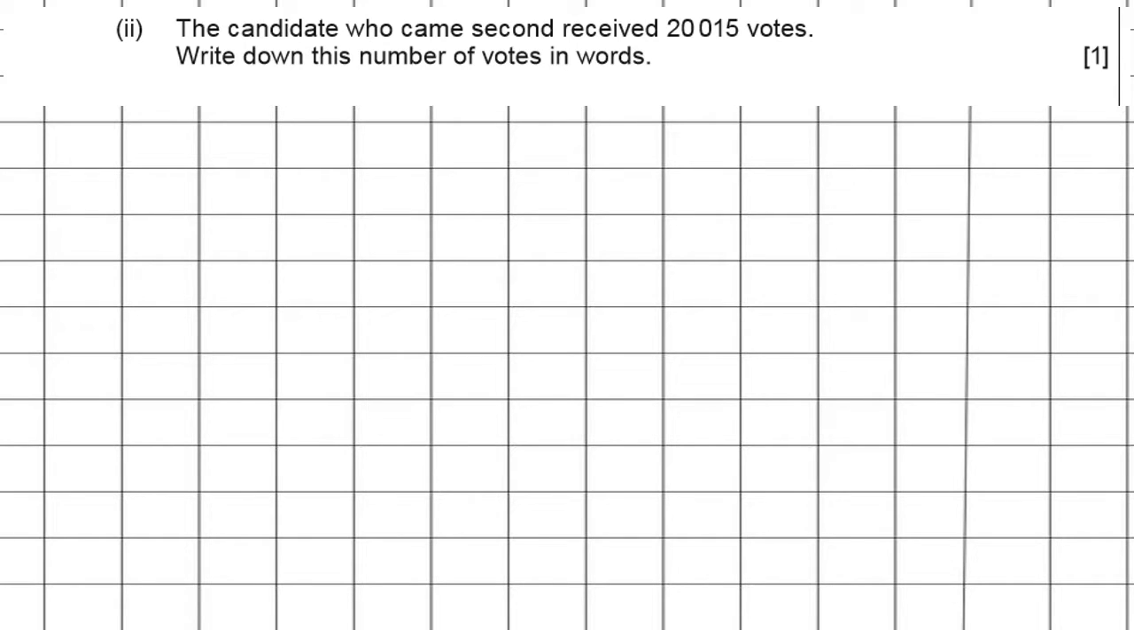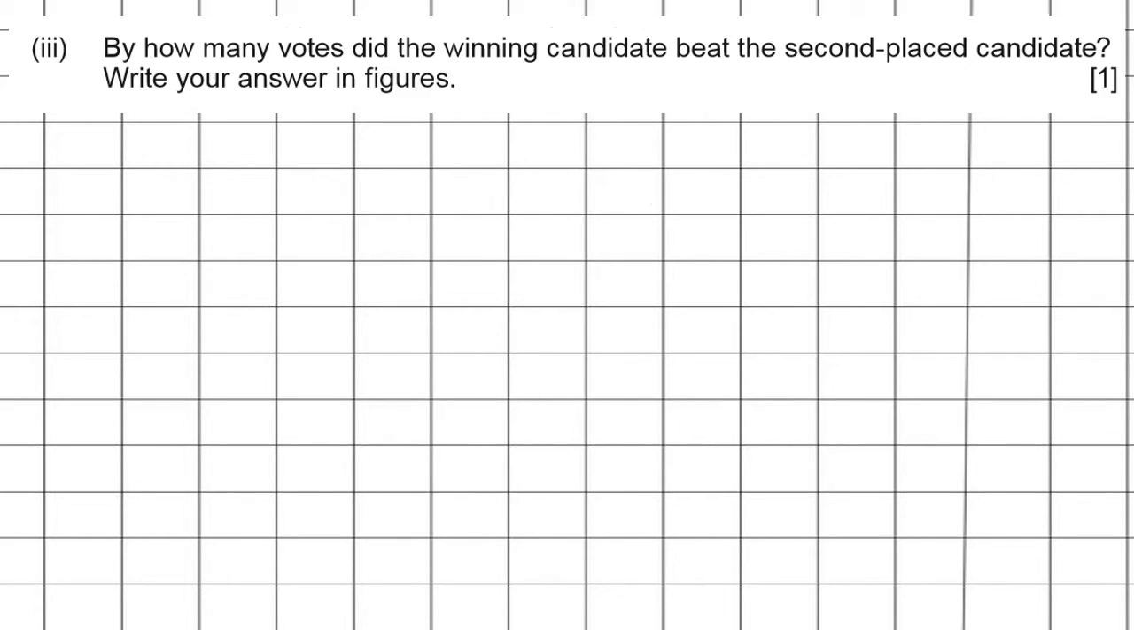Part 2. The candidate who came second received 20,015 votes. Write down this number of votes in words. So our main information again is 20,015 votes. So we have 20,000, that's that. And 15, which is that. Put them together, 20,015.